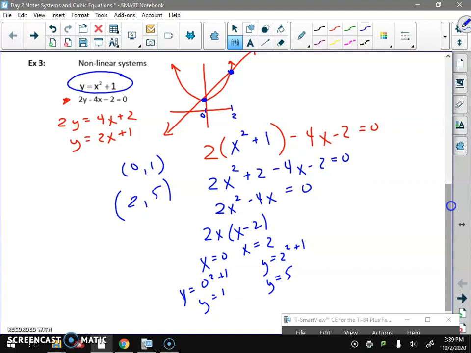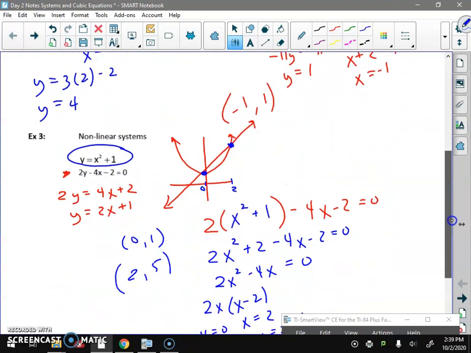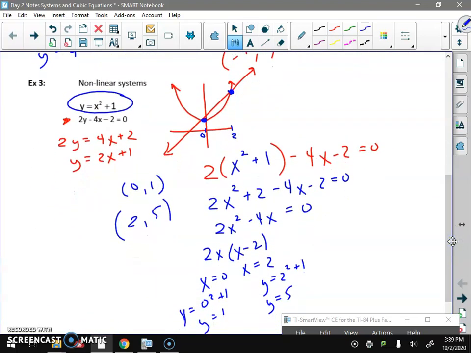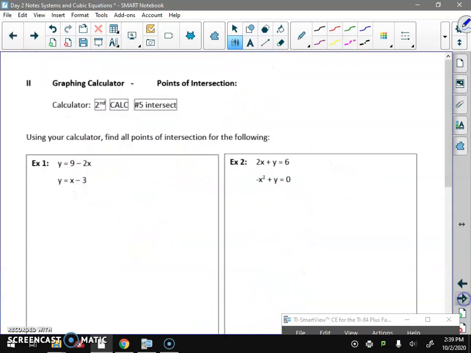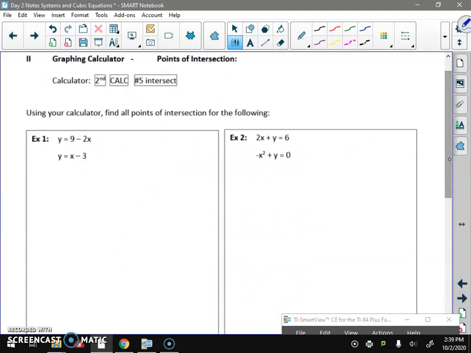Just as easily could have graphed and found their intersection. So you need to be, and again, this is pre-calculus, solid with elimination, solid with substitution, on linear systems or on non-linear systems. That's what the homework problems are for. If you need some practice, by all means do it. All right, let's use our calculator a little bit.